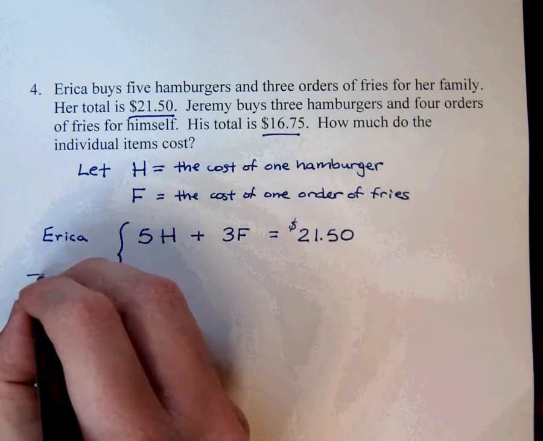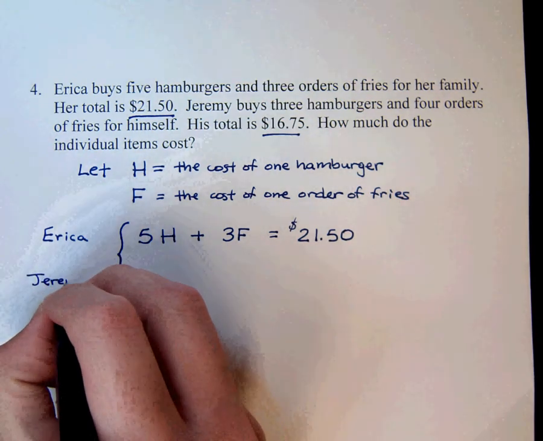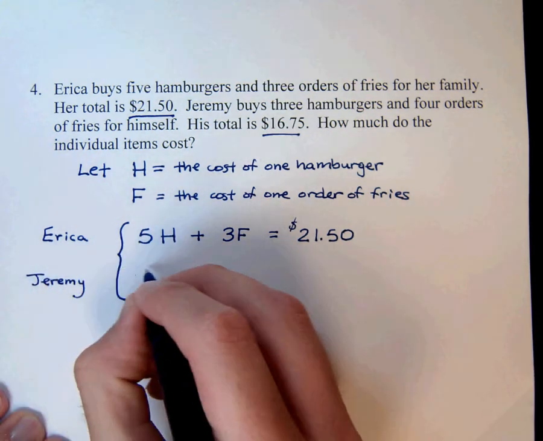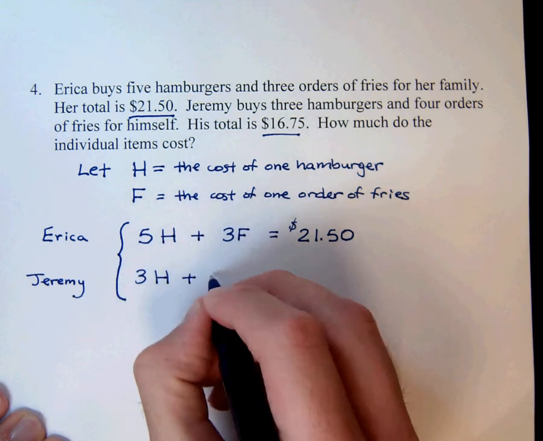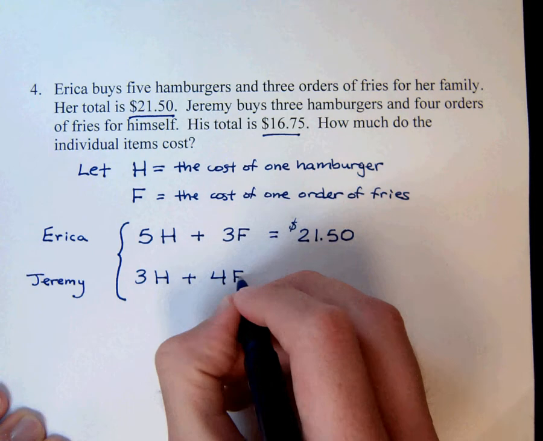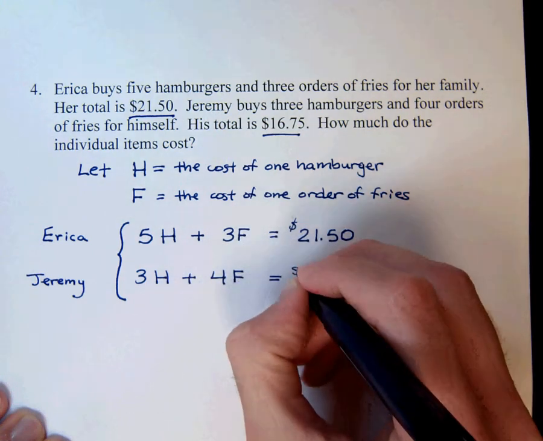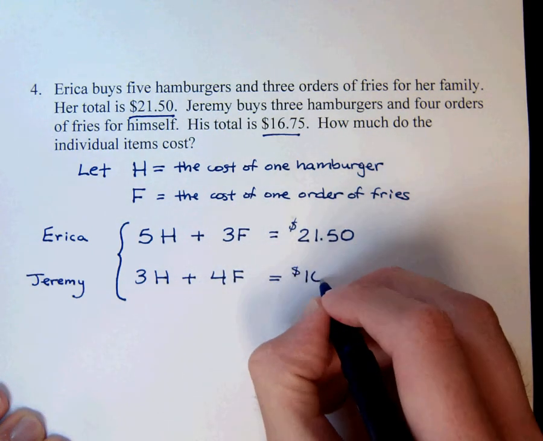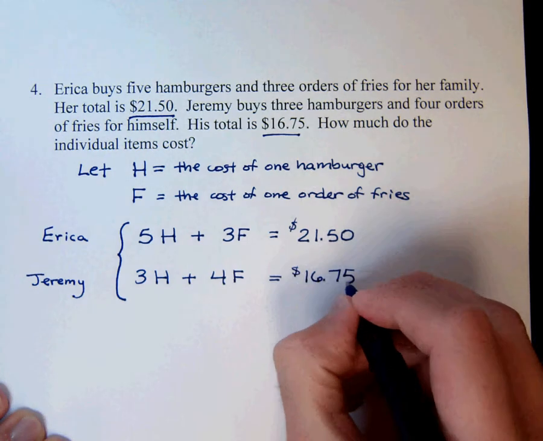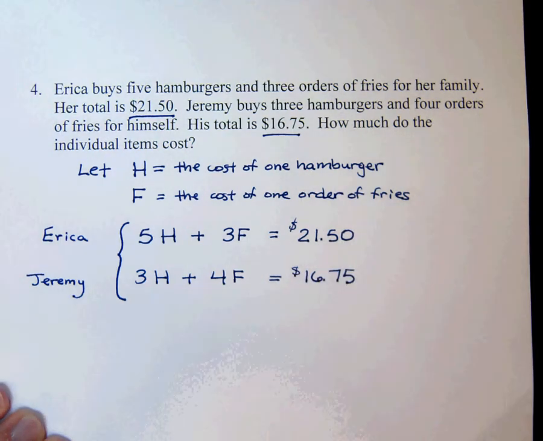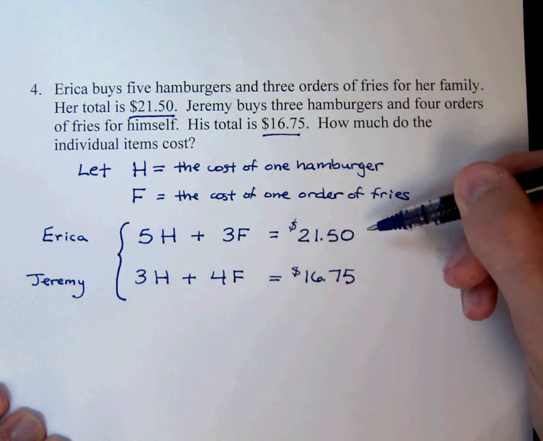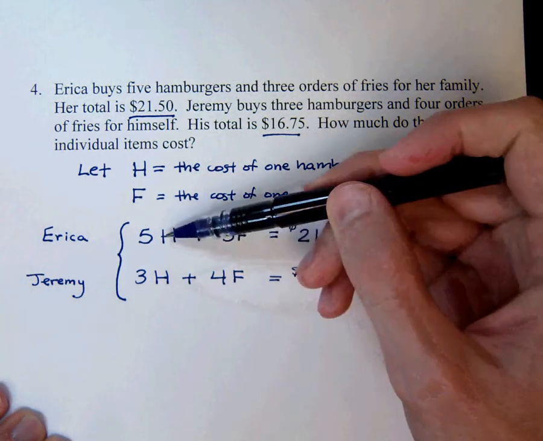And now let's look and see about Jeremy's purchase. He bought 3 hamburgers, and he also bought 4 orders of fries, and his total came out to be $16.75. So, nothing deals with counting. It's all about the hidden values that are in here.